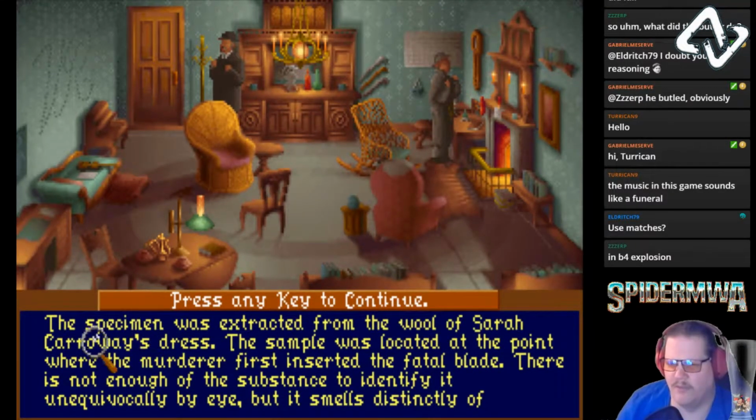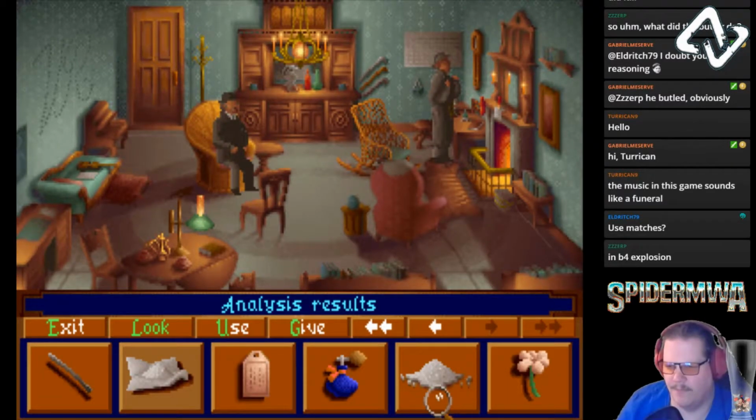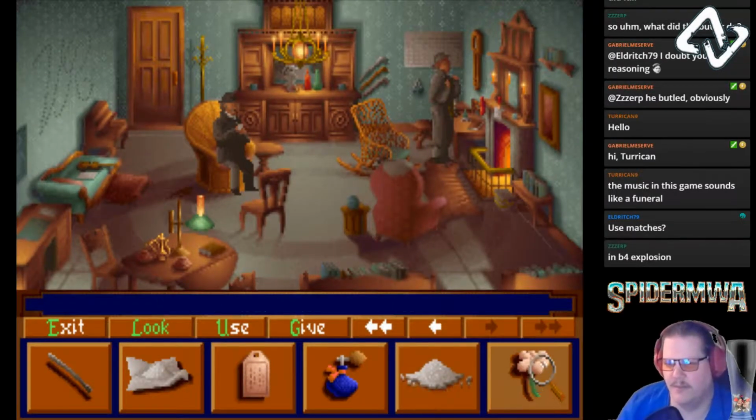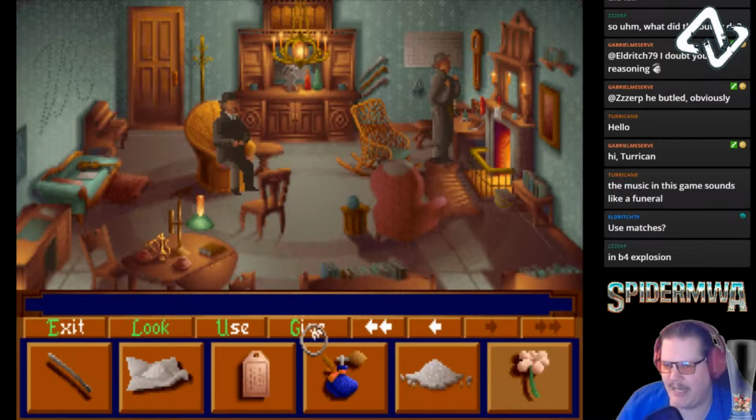Specimen was extracted from the wool of the Serrated. The example is located in the point of where there is not enough of the substance to identify by eye, but distinctly a camphor and envelope is sufficient to hold. Okay. In addition to common soap, salt of tartar, and camphor, analysis reveals trace amounts of powdered highly toxic arsenic. Combination suggests the Baker's arsenical soap, a common preservative compound. Analysis of the flower petal has determined that the substance used to color the petals is an industrial cleaning agent with an iodine base.